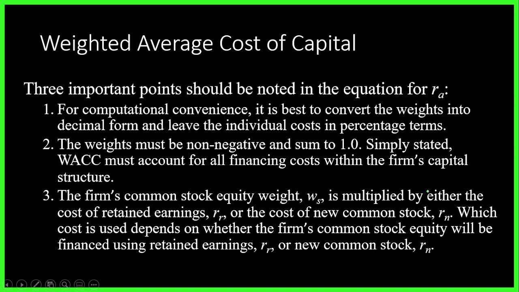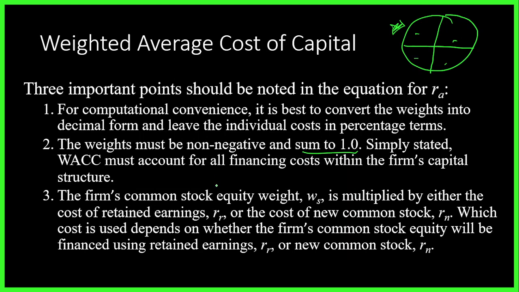The weights must be non-negative. Siyempre, hindi pwede yun eh. For example, if this is your total capital, you cannot have a negative ratio. The lowest will be 0.0001%. You cannot have a negative weight. And all of them should add to 1. Kunyari you have 25%, 25, 25, 25.